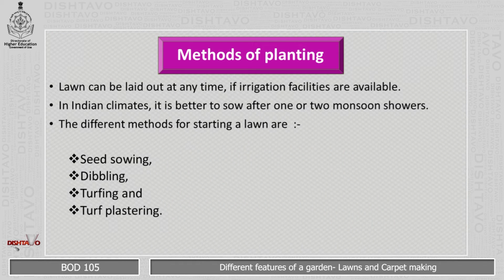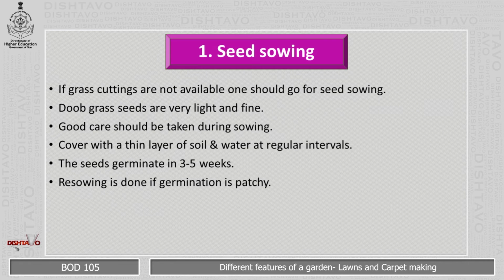The methods of planting. A lawn can be laid out at any time if irrigation facilities are available. In Indian climates, it is better to sow after 1 or 2 monsoon showers. The different methods for starting a lawn are seed sowing, dibbling, turfing and turf plastering. The first one, seed sowing.